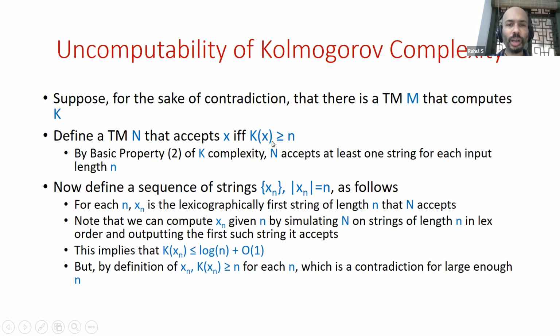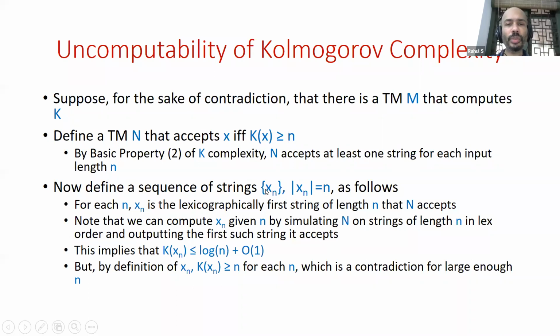Now, as we argued, one of the two basic properties of Kolmogorov complexity is that for every length n, there's going to be at least one incompressible string of length n. It's going to be at least one string that has Kolmogorov complexity at least n. So this Turing machine N is going to accept at least one string of every input length. For every input length n, it's going to accept at least one string x of length n.